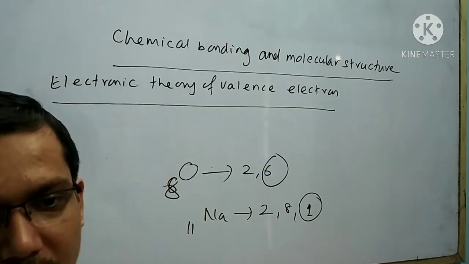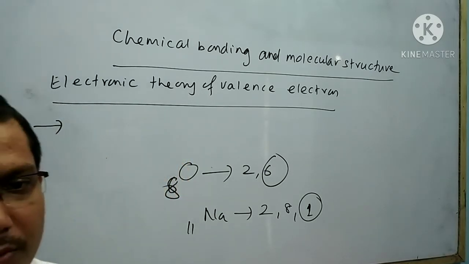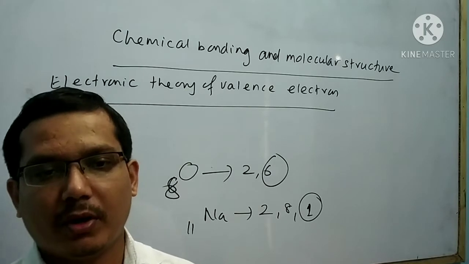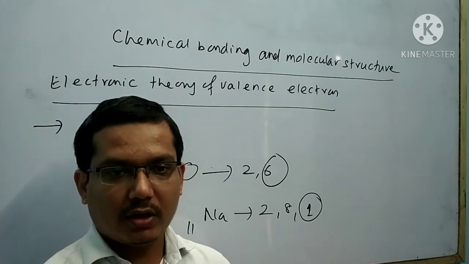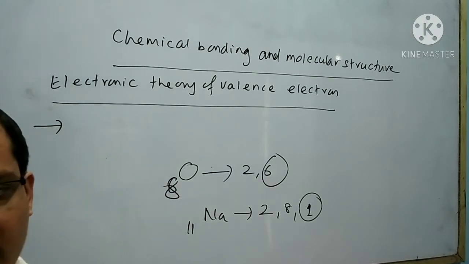Third point, during chemical combination, the transfer of one or more valence electron from one atom to another, or mutual sharing of valence electron among themselves takes place.